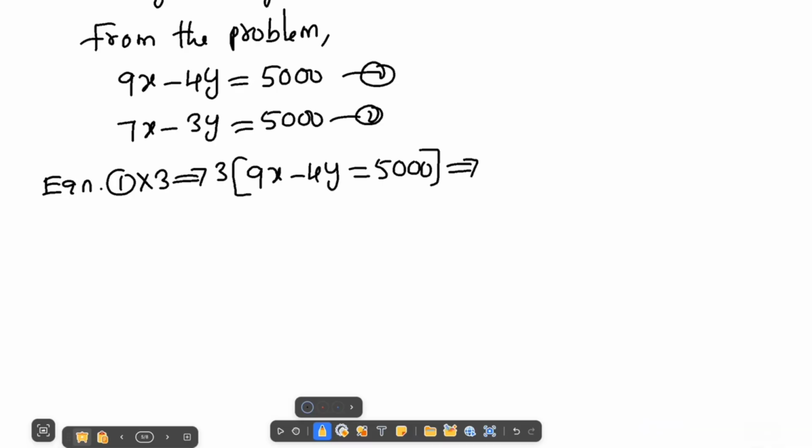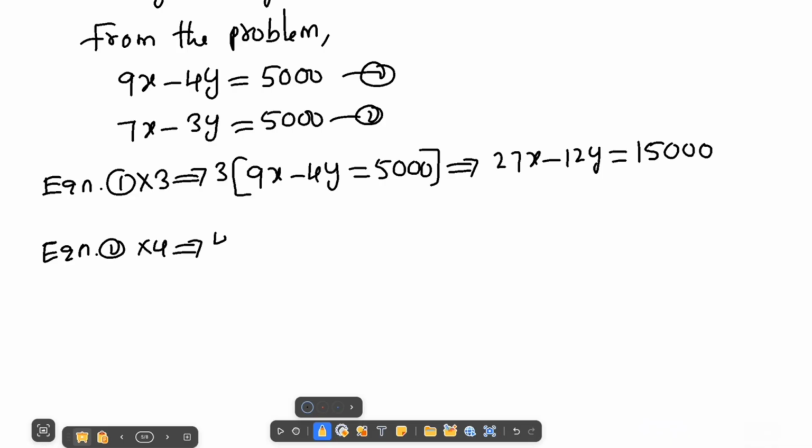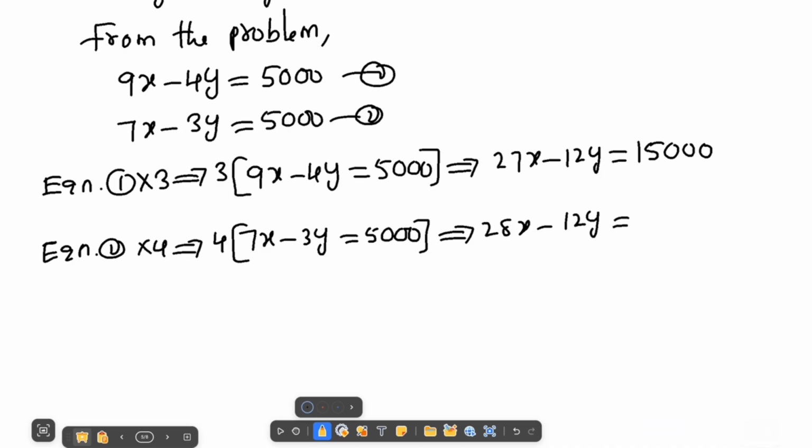So this will be equals to 27x minus 12y equals to 3 into 5,000, so 15,000. Now equation 2 we have to multiply with 4 to make the coefficients equal. So 4 on both sides: 4 of 7x minus 3y is equals to 5,000. So 4 into 7x, 28x minus 12y is equals to 20,000.